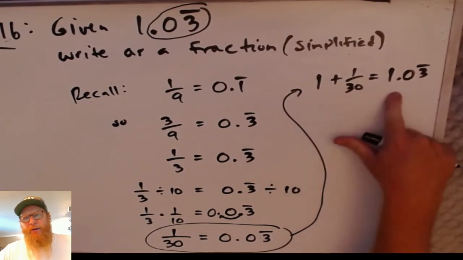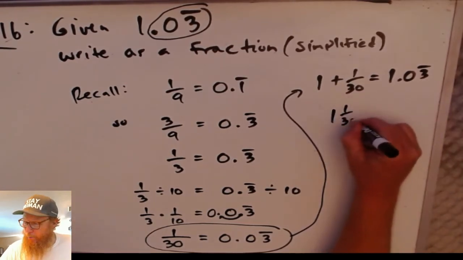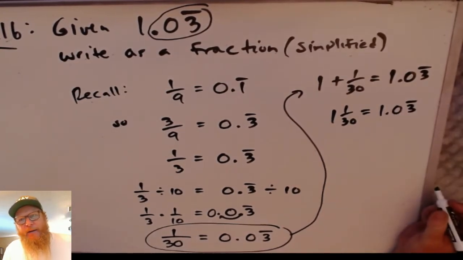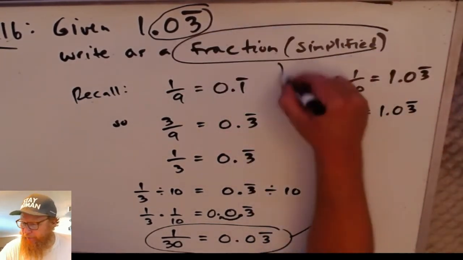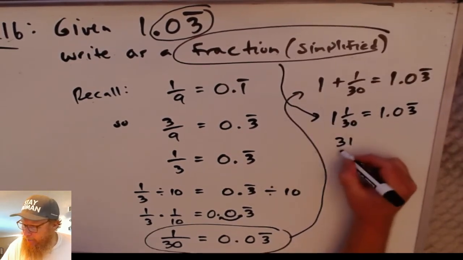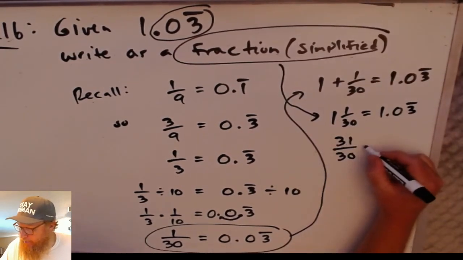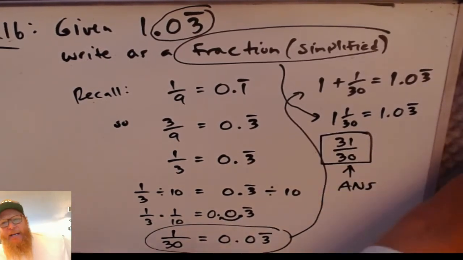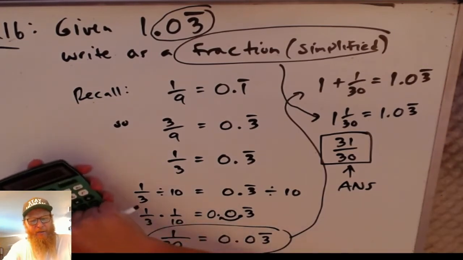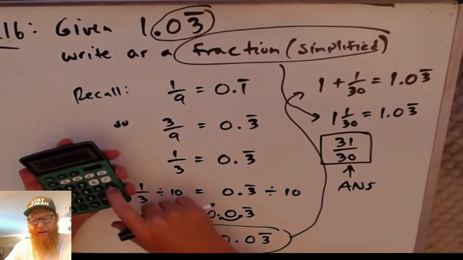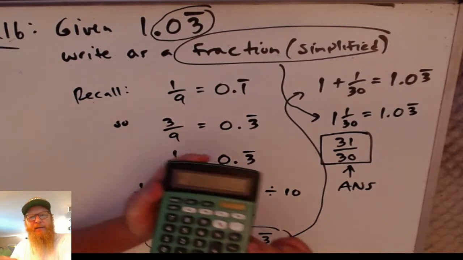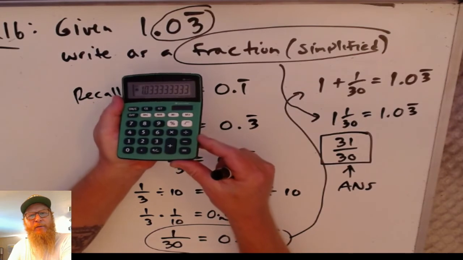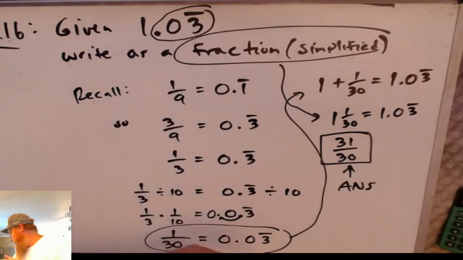So just adding 1 to both sides. So that's 1 and 1/30 is 1.03 repeating. And then you want to write this as a simplified fraction. So that would be 31/30. There's your answer. I guess I said I was going to put away the calculator, but you can actually keep it out for checking. 31 divided by 30, and there it is, 1.0333333333333.